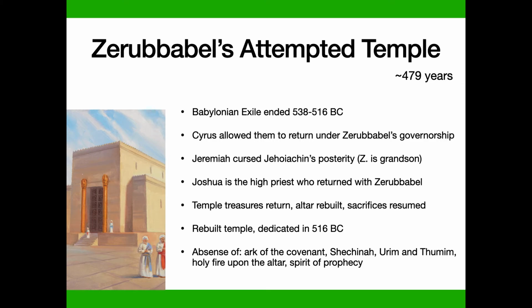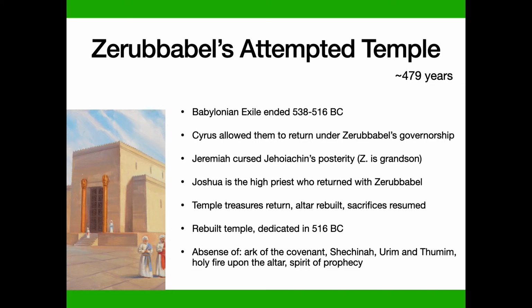It is dedicated in 516 BC, but it doesn't have the Ark of the Covenant. That was lost. It does not have the Shekinah, the holy presence of God in it. It does not have the Urim and Thummim. They cannot perform oracles. Anytime that they call down fire to consume the sacrifices upon the altar, no fire comes, and there is not the spirit of prophecy. So as a model of redemption, what's missing here? We do not have the right sacrifice at the right time, at the right place, the right person. God is not entering in. This temple is not sanctioned.